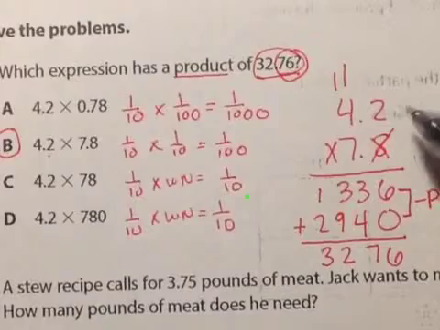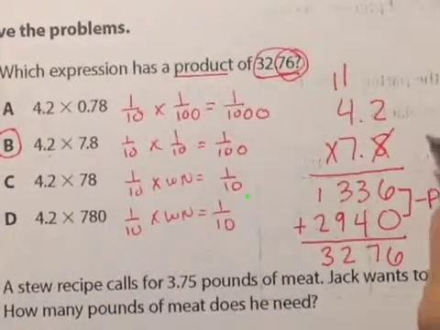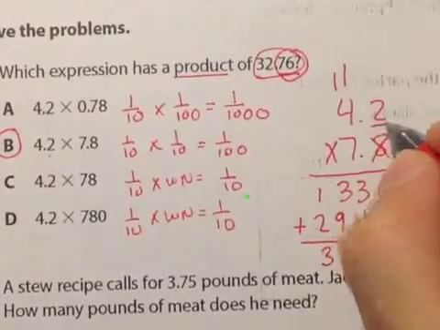Mr. Davidson has told me that if I have a factor as a decimal number, then my product should also be a decimal number. I count the digits behind the decimal in each factor.